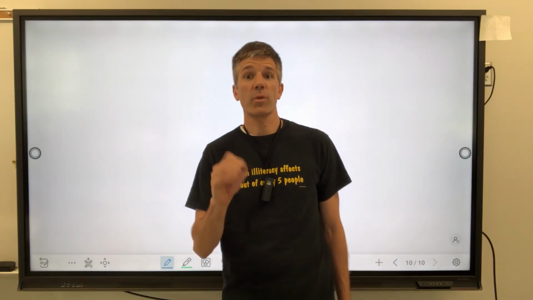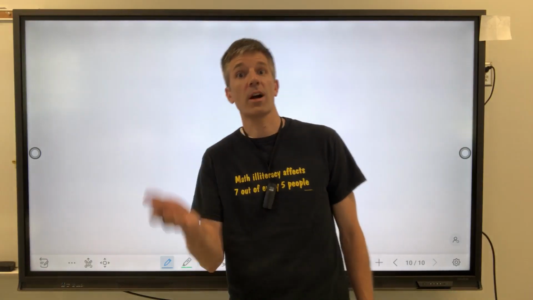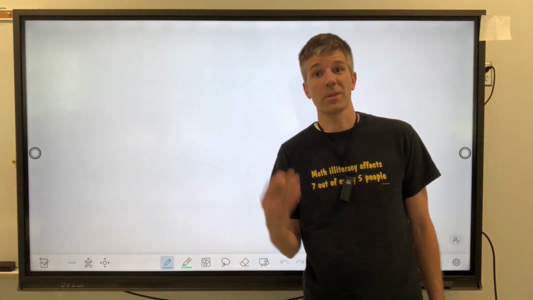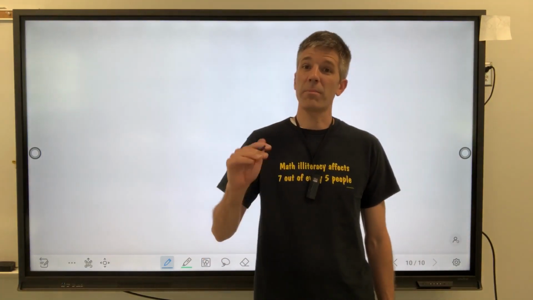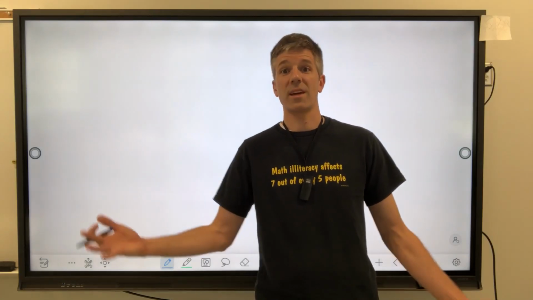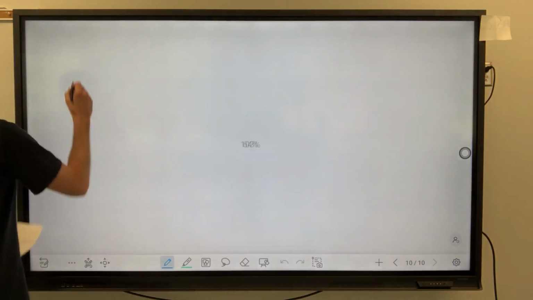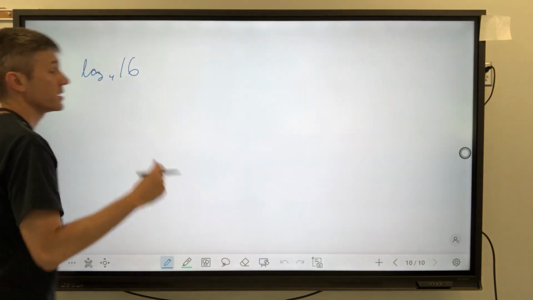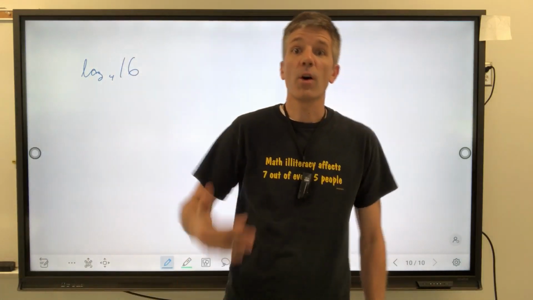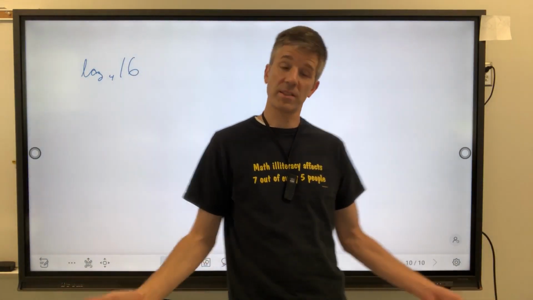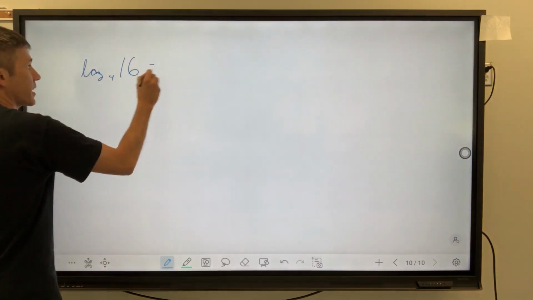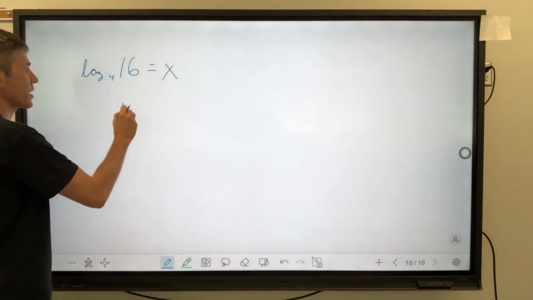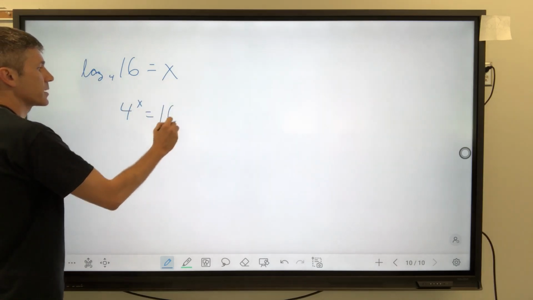Now that we know how to rewrite from exponential form to logarithmic form and logarithmic form to exponential form, let's simplify some logarithms. Now, a logarithm basically is asking, what's the exponent? So let's just do the first one where it says log base 4 of 16. So this is a fancy way of saying 4 to what power will give me 16. Now you could say, okay, this equals something, we'll call it x. And then we'll do a rewrite and we'll say 4 to some power gives me 16.